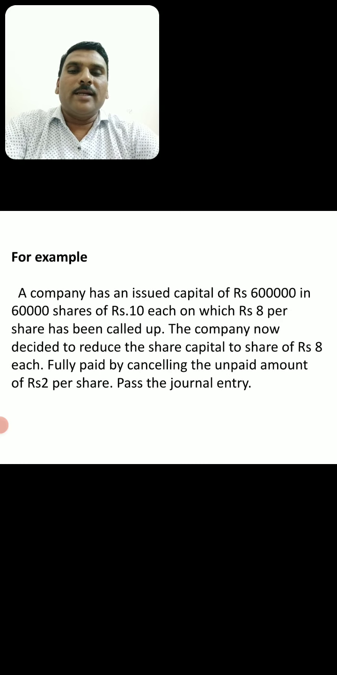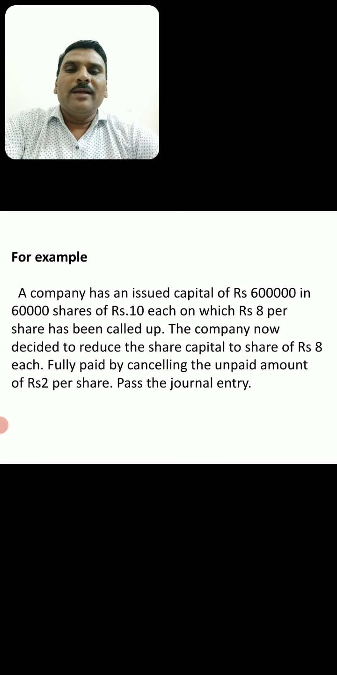Pass the journal entry. Here, the company has issued capital of 6 lakh. It consists of 60,000 shares of rupees 10 each, on which rupees 8 per share has been called up. So at the time of issue of shares, the face value of the share is 10 and the called up capital is only 8. So here the shareholders are paid only 8 per share instead of paying 10 rupees.